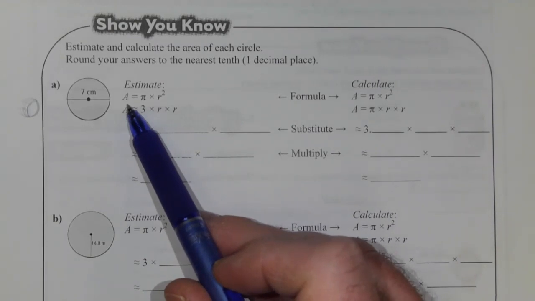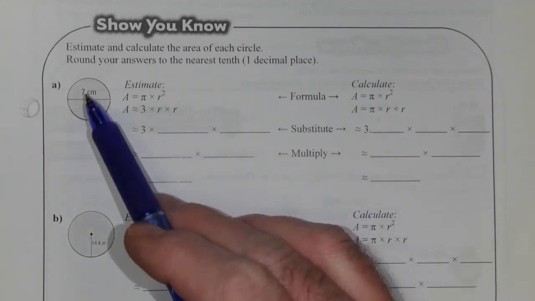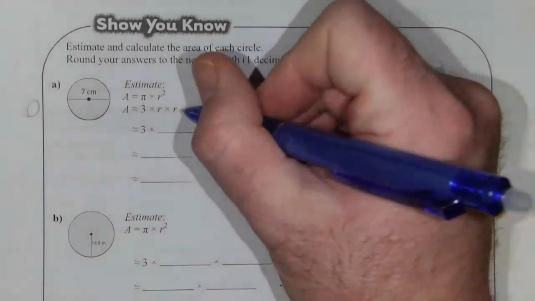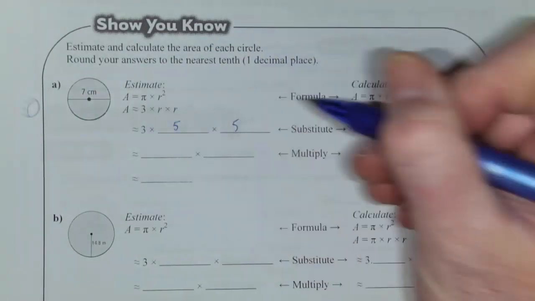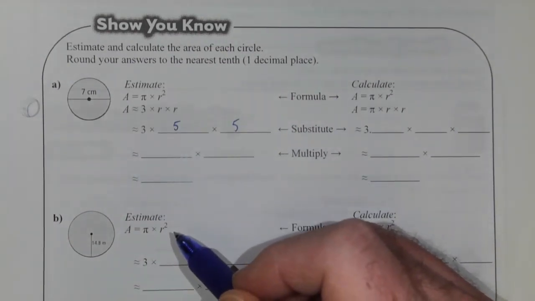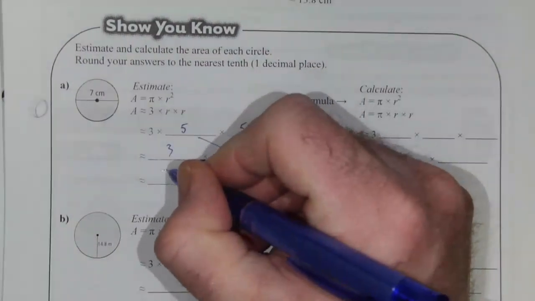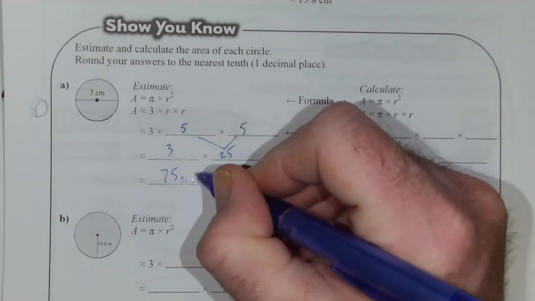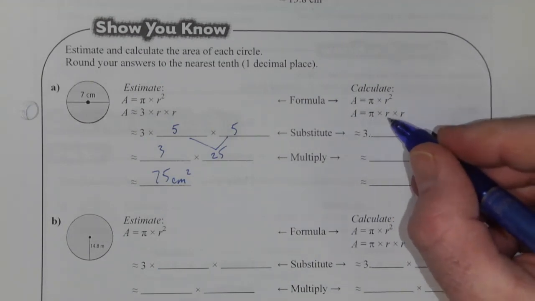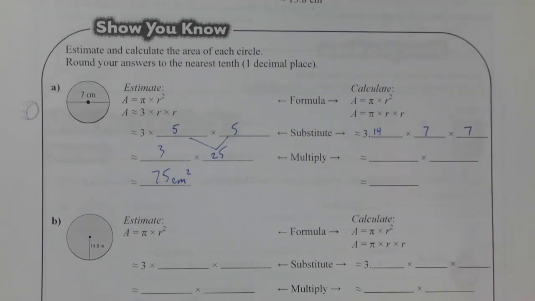So estimating area is pi r squared, so 3 times, well, we've got 7 here. What are we going to use? 7 is kind of close to 5. So let's do 3 times 5 times 5. 3 times 25 gives us 75, and in this case, centimeters squared. So there's my estimate.